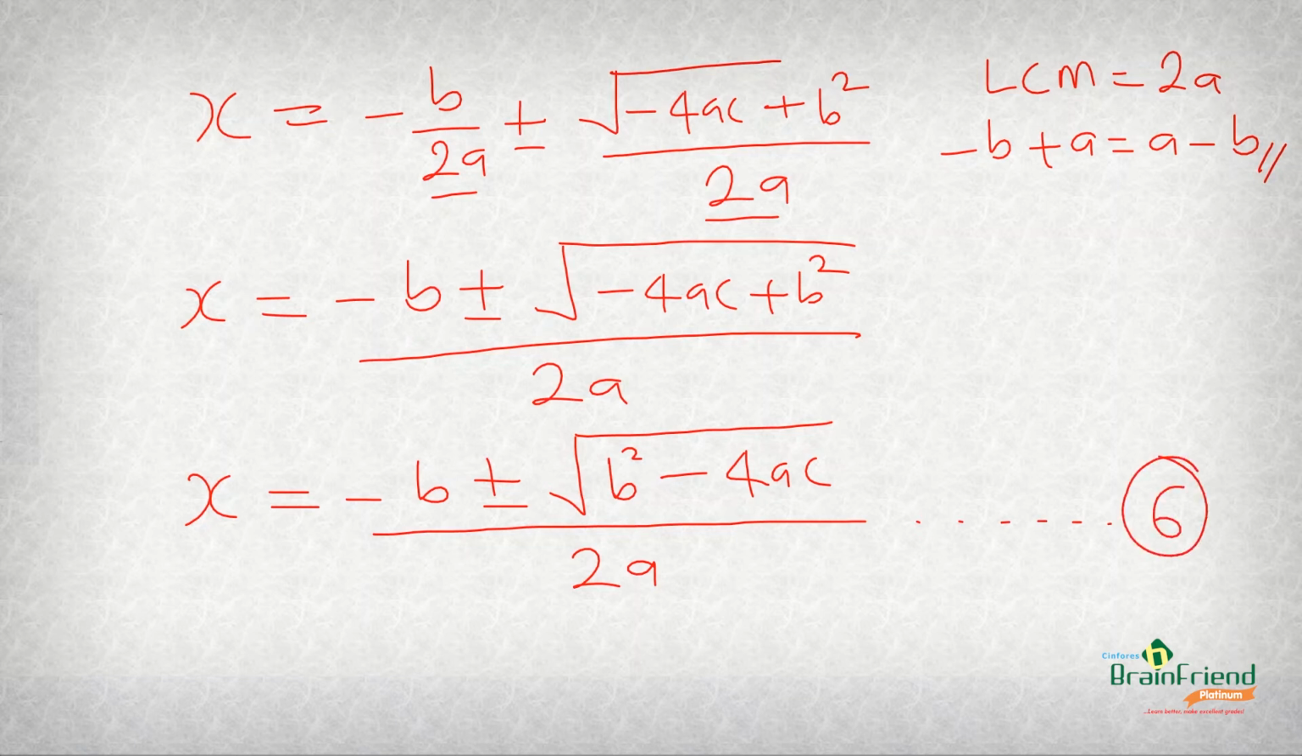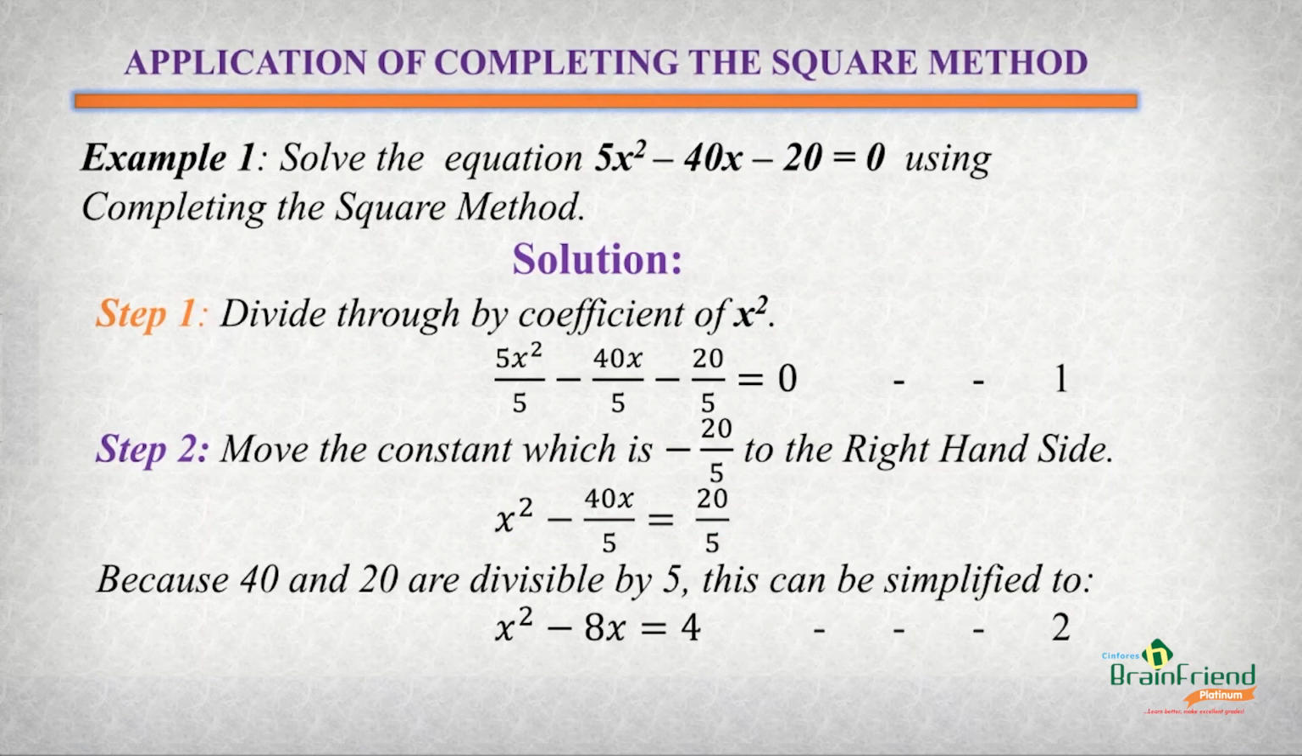This equation 6 is also referred to as the almighty formula. For now, we've gotten to the end of the proof, and you've also been able to derive the almighty formula. Having gone through that proof, now let's look at some examples.